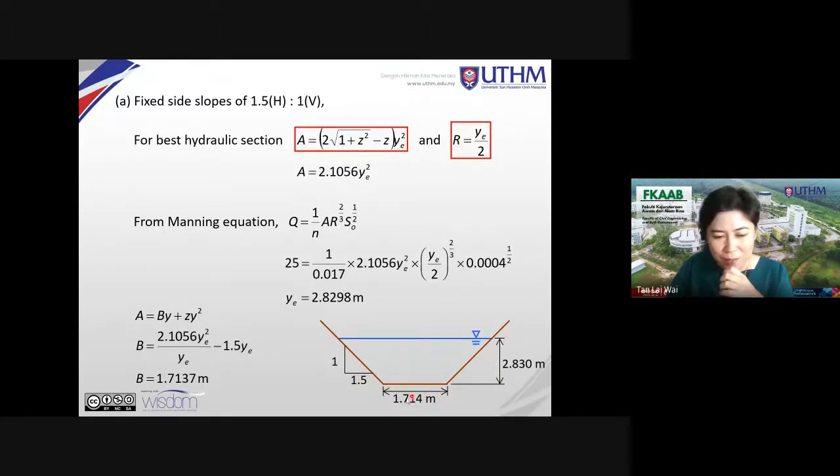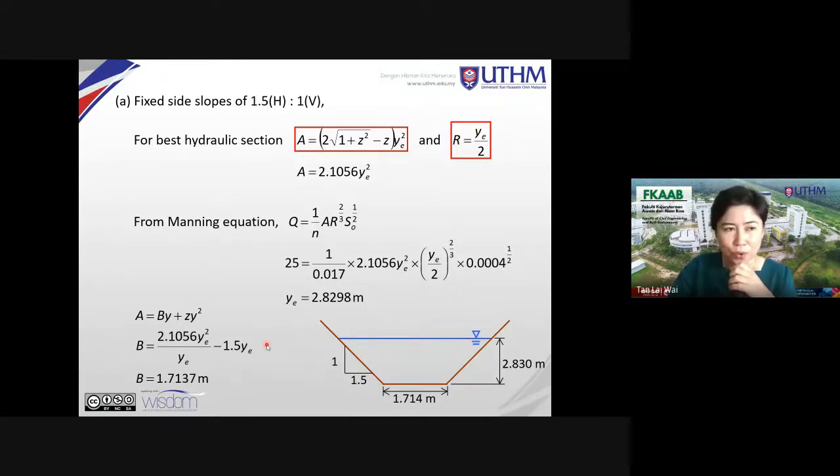Then of course you already have your y and your z. What else? The basic dimension that you need is the bottom width. Remember, your formula for the flow area is this one here. If you want to get to this formula, you rearrange the flow area formula to make b the subject. So this expression here is actually your A, in which you have already substituted z equals 1.5. You simplify it and get 2.106y minus 1.5y, so you have 0.606y. Then substitute y, which is 2.83. Therefore, your bottom width will be 1.714 meters. All right, now you have solved the first part of the question.